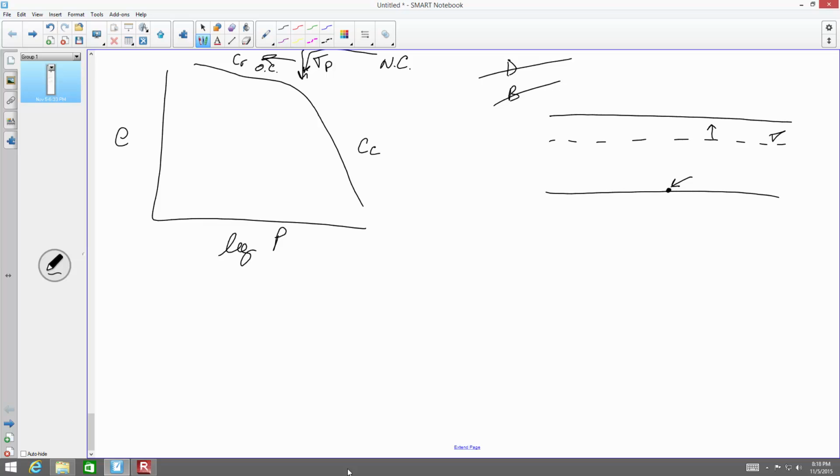It will not settle further under the present loading condition. So there's no additional load on it. It's going to stay at that point right there and stay as a normally consolidated sample.